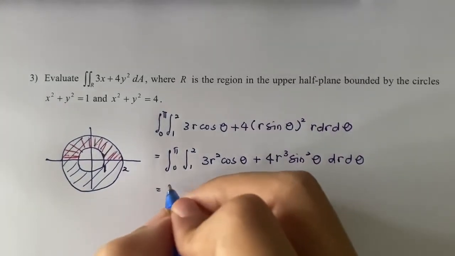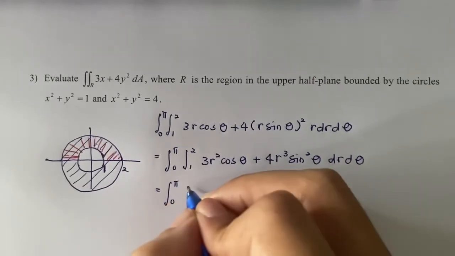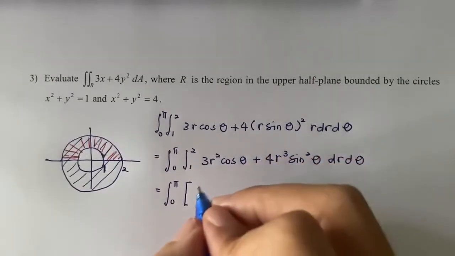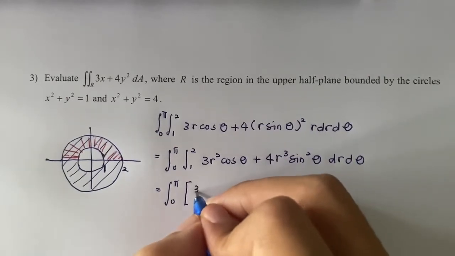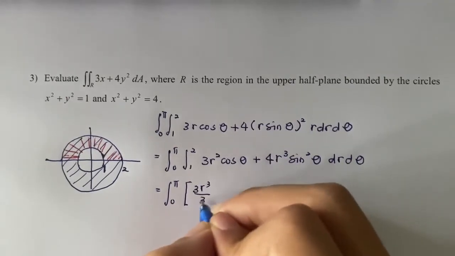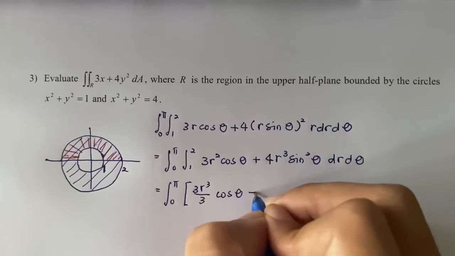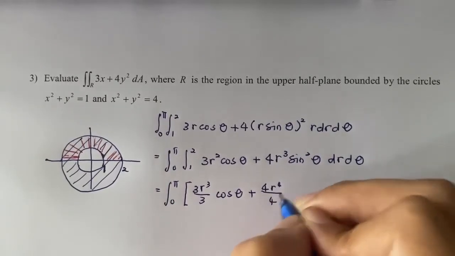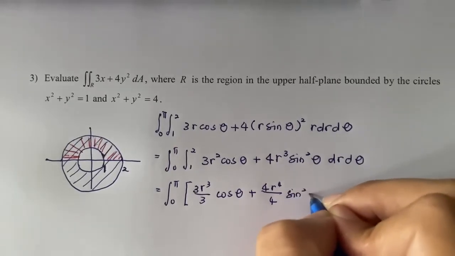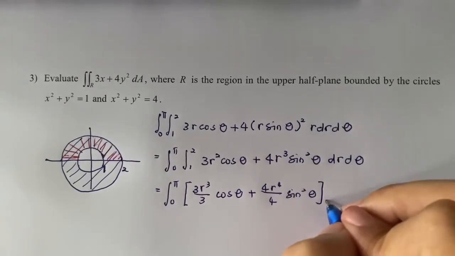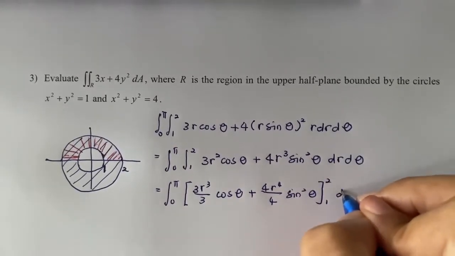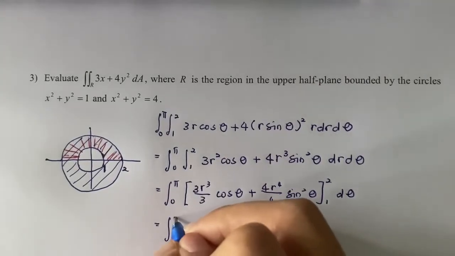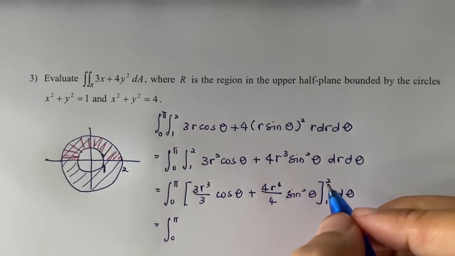Okay, integrate r first. You have 3r cube over 3 cos theta plus 4r to the power of 4 divided by 4 sine square theta, r from 1 to 2, d theta. From here, substitute the value for 2 and 1.